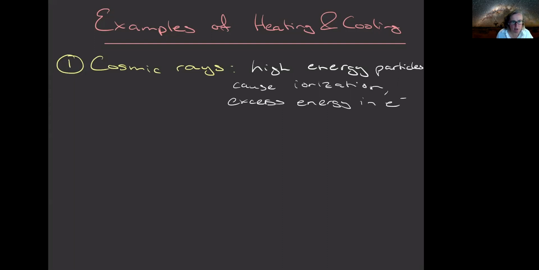in the free electrons. And the rate of cosmic ray heating is proportional to the cosmic ray flux times the density. So the more cosmic rays you have in a medium, or the higher the density of that medium, then the higher the heating rate. And this is in particular case where it's particularly important is in the interstellar medium, where cosmic rays are a big source of heating for the interstellar medium.